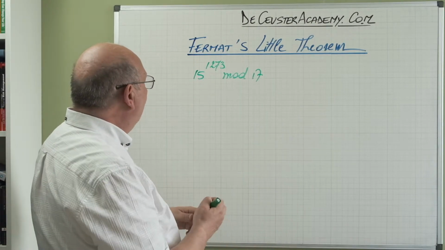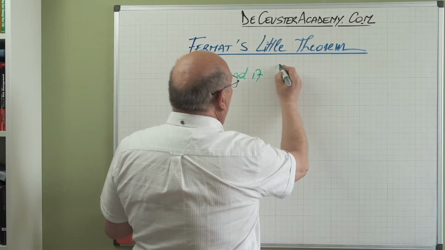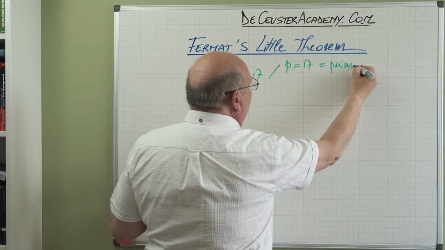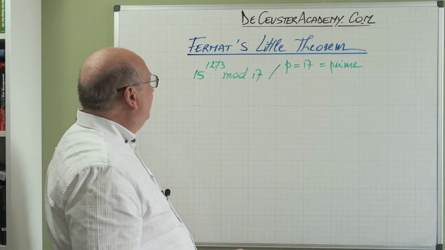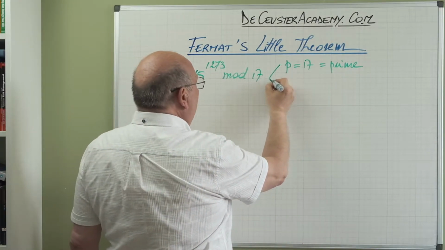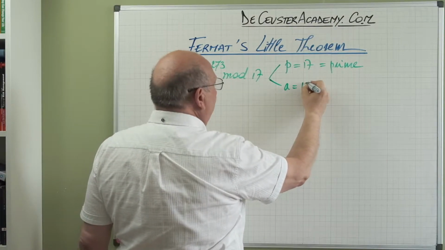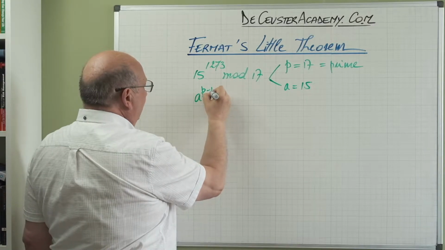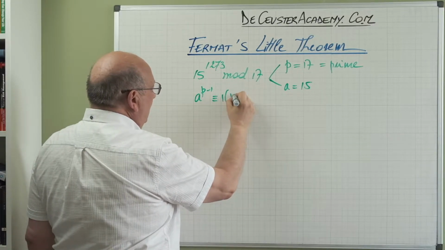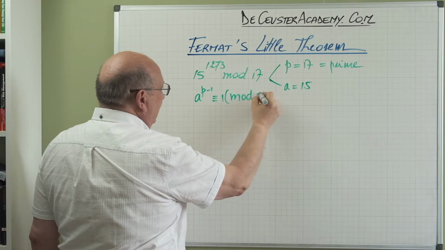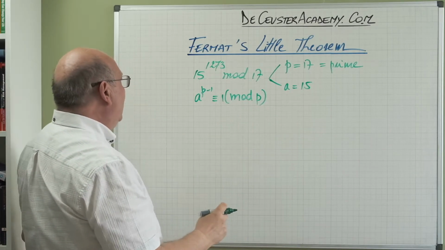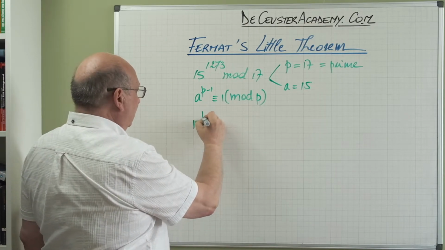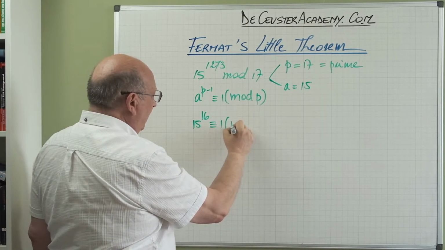Now what do we have here? First of all, P is equal to 17. So 17 is prime, so that's okay. We can use Fermat's little theorem. We have A is equal to 15, and we can say that A to the power P minus 1 is congruent with 1 modulus P. So when we're going to do that here, we can start basically that 15 to the power 16 is congruent with 1 modulus 17.